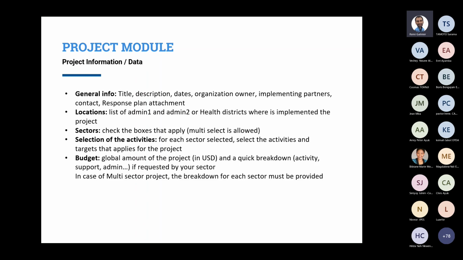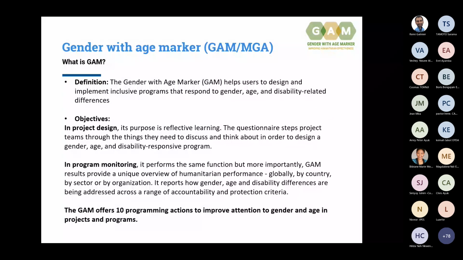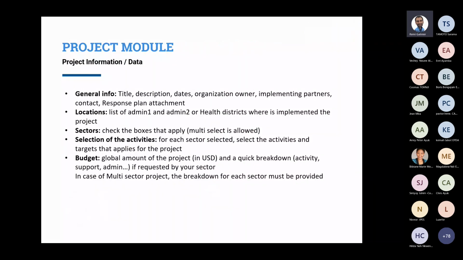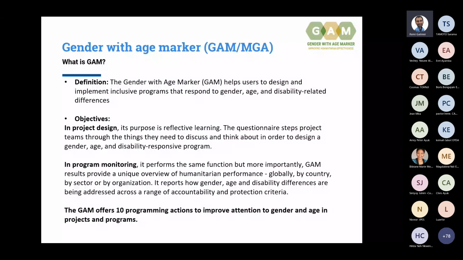In case of multi-sector projects, you can use the breakdown of the budget to specify which amount goes to which sector and what is the percentage of repartition between the different sectors. There will be extra information for the project module, like cash transfer and like gender marker. On gender marker, we have additional information to give you.